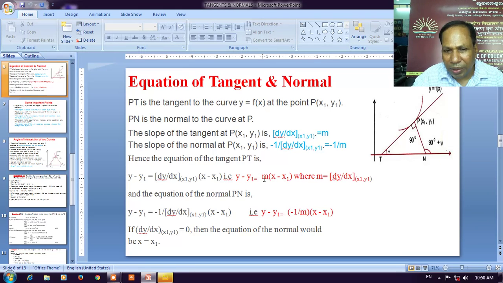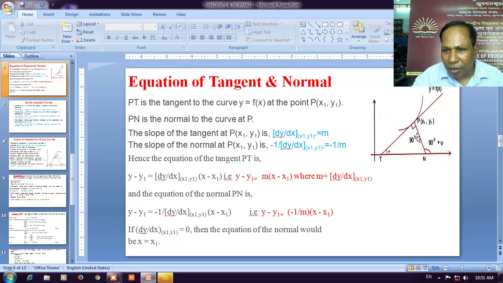So the equation of tangent becomes y - y1 = m(x - x1). This is the equation of the line in general in one-point form. Since this tangent is a straight line drawn at point (x1, y1) with slope m, the equation of tangent becomes y - y1 = m(x - x1).